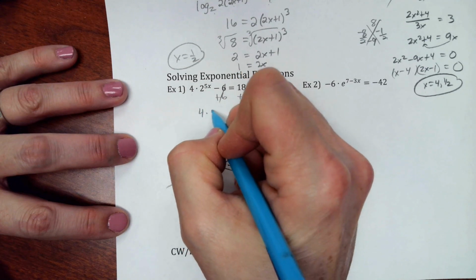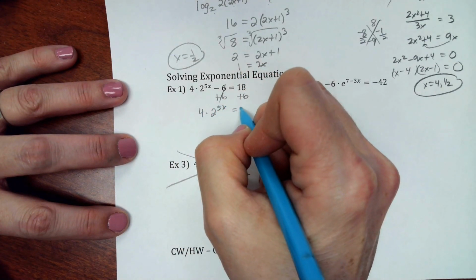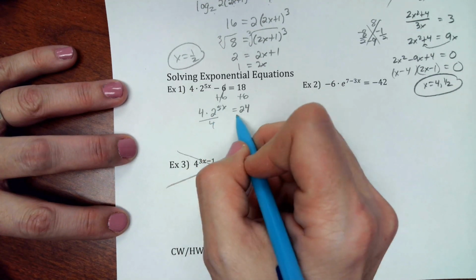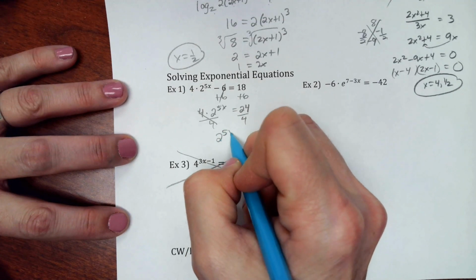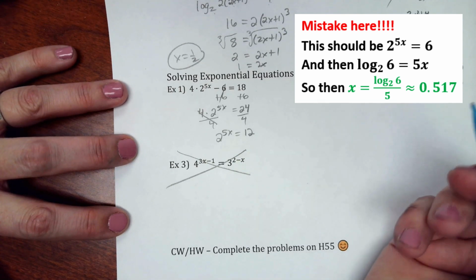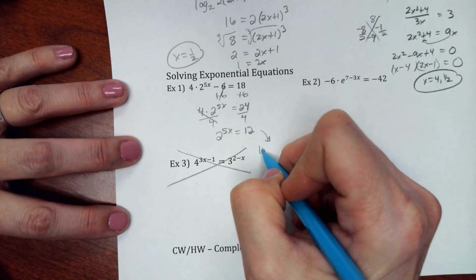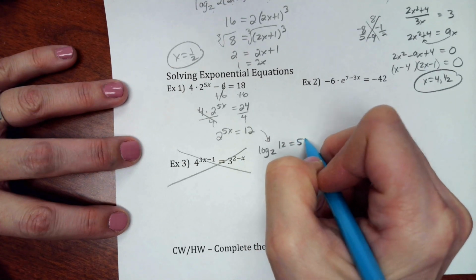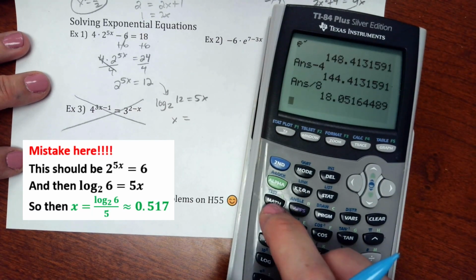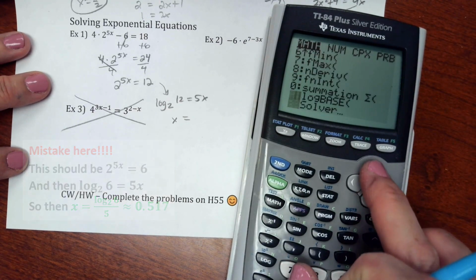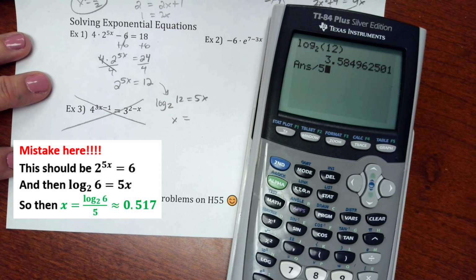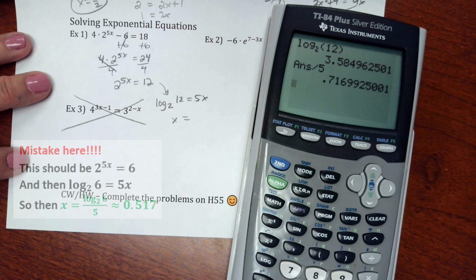Let's see, so 4 times 2 to the 5x equals 24. I cannot multiply these together because that 5x is in the way. So I have to divide the 4 away. So 2 to the 5x equals 12. So there is no power of 2 that I know to be 12. So we're going to write it as a log. So log base 2 of 12 equals 5x. So if I solve for x, I am going to get log base 2 of 12 divided by 5. Let's see, math button. 0.717, we'll say.